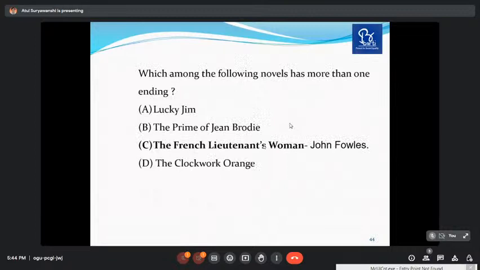Which among the following novels has more than one ending? Is it Lucky Jim, the story of James Dixon, written by Kingsley Amis, or The Prime of Miss Jean Brodie, The French Lieutenant's Woman, written by John Fowles, or A Clockwork Orange, which is again a dystopian work? C option is the correct one. The French Lieutenant's Woman has more than one ending. So now this is more challenging, somewhat baffling. We have to search for those novels in English literature which have more than one ending.